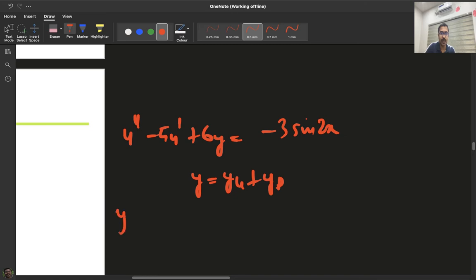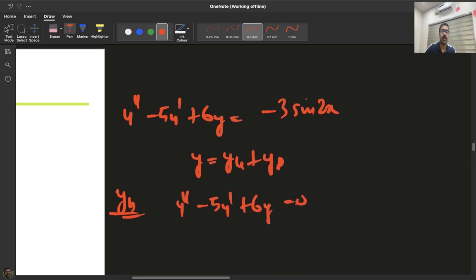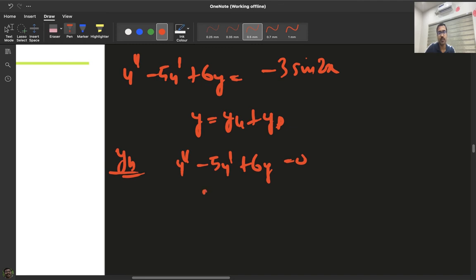To find yh, I will write the corresponding homogeneous equation, that is y double dash minus 5y dash plus 6y is equal to 0, right? Then I will find a solution to that. You know the roots are 3 comma 2, so yh will be simply c1 e raised to 3x plus c2 e raised to 2x.